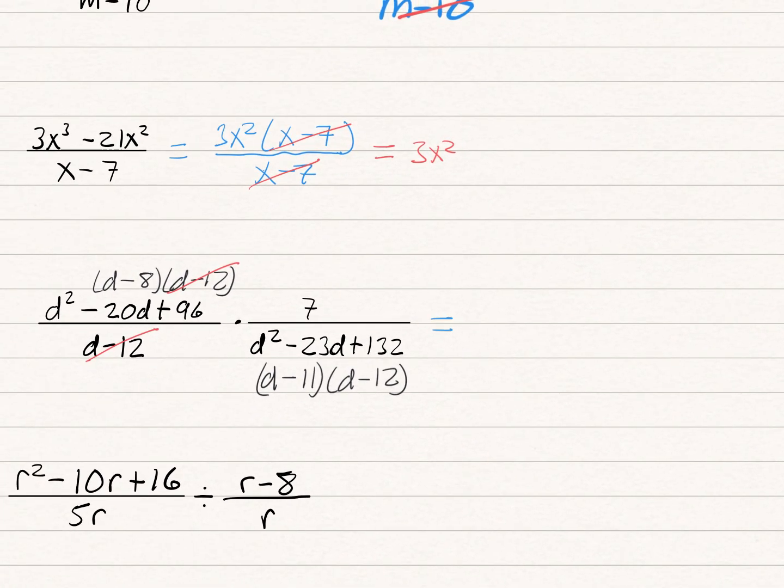It looks like nothing else can cancel. So on the top, we're left with a 7 and a d minus 8. And on the bottom, we're just left with d minus 11 and d minus 12.